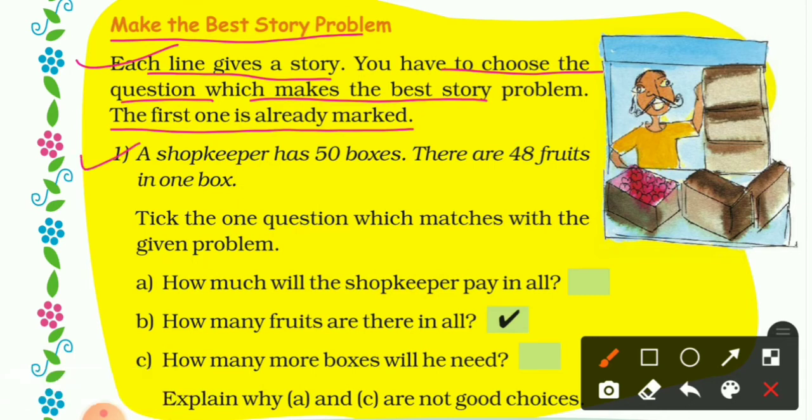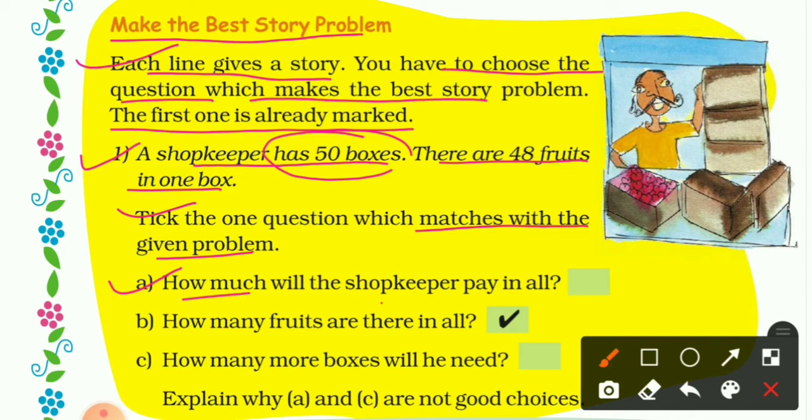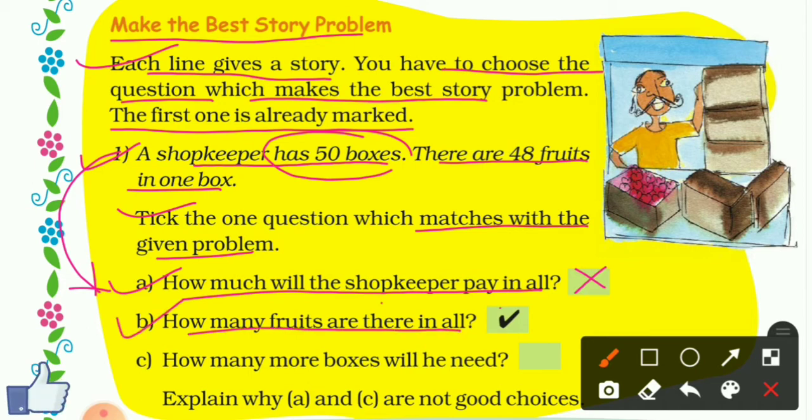Let's see this. A shopkeeper has 50 boxes. So this is the total number of boxes. There are 48 fruits in one box. So tick the one question which matches with the given problem. A. How much will the shopkeeper pay in all? Can it be the correct option? No, because there is no detail of the rate or price in the story. So it is not a suitable question. Now B number. How many fruits are there in all? Yes, it may be the correct one.